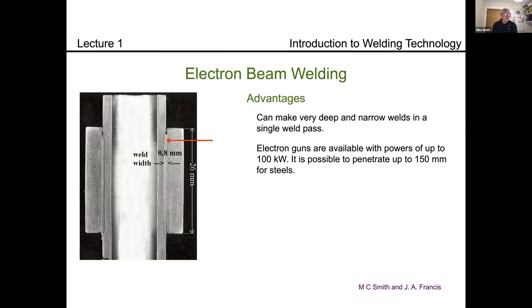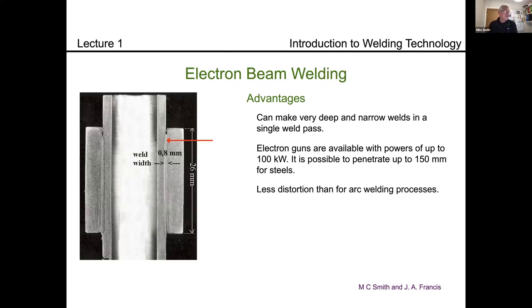And because you can make very big electron guns, you can weld very thick sections. Now, this slide says 150 millimeters maximum thickness. Actually, you can get to 200. We've sourced welds with 200 millimeter wall thickness. That's 8 inches thick in one pass.